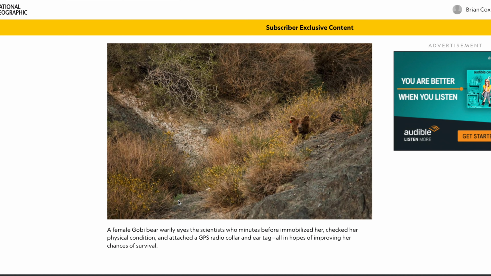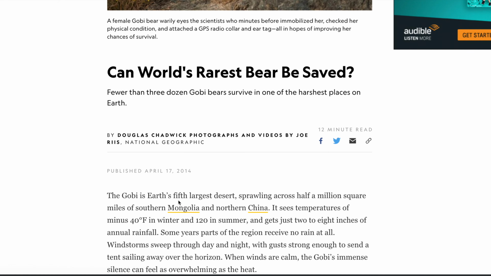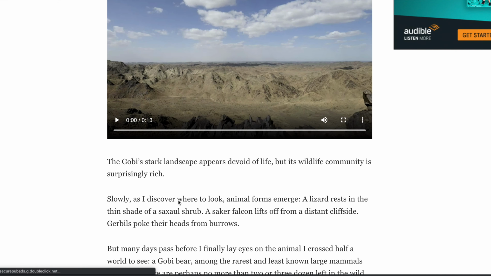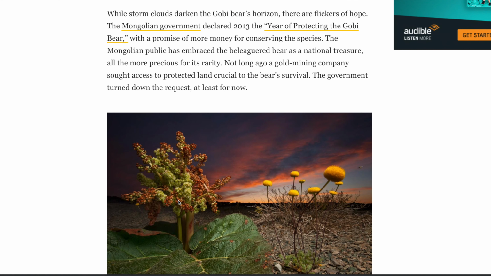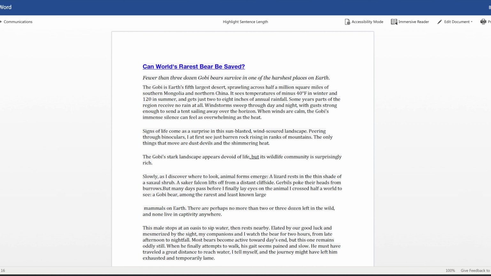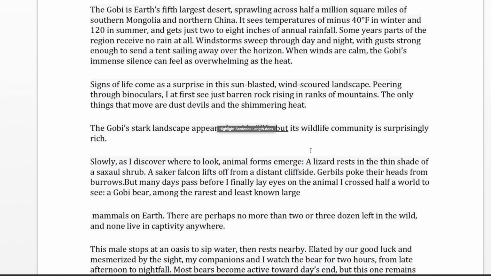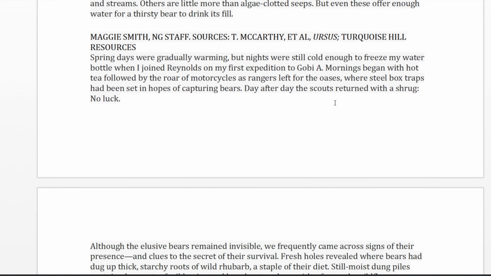All right, so here's a National Geographic article about a bear. It's a Gobi bear. It's very rare and it lives in Mongolia. It's a very interesting, very long article about this endangered bear, and I want to look at the sentences. So what I did is I copied all the text and moved it to this Word document, and took out all the pictures and advertisements and videos. As you can see, it's actually 8 pages, so it's a good sample of writing.